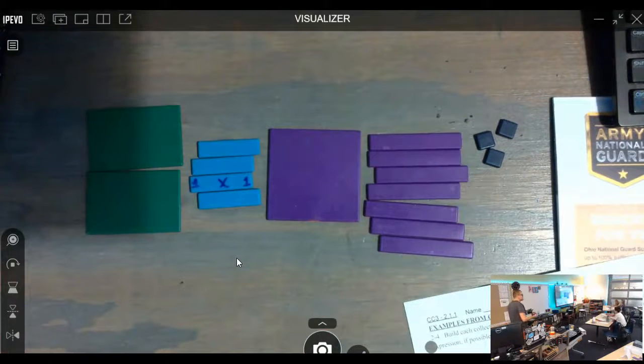So guys, what we're going to start doing more and more with simplifying expressions is exactly what we saw here: all of the same shapes, which in math we talk about as like terms. All of the same shapes need to be in the same groups.